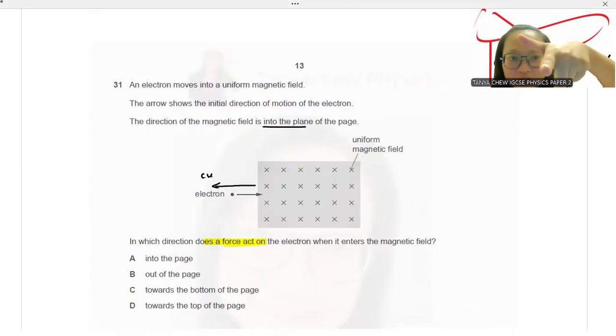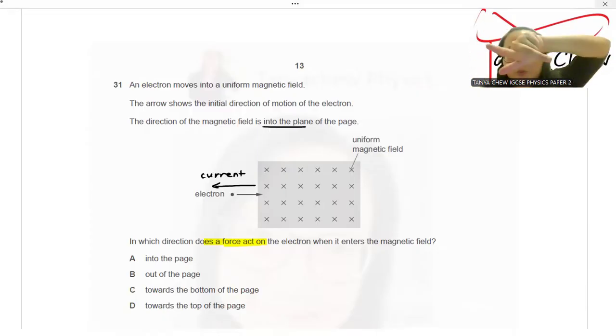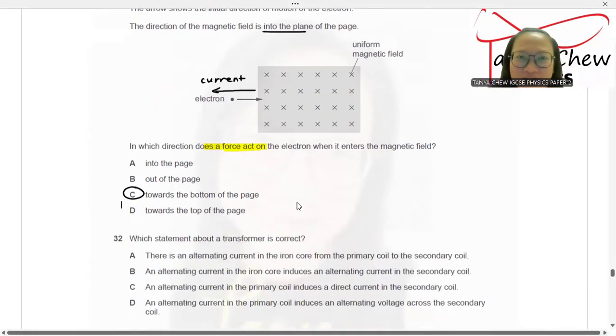This is where the current is flowing, right? So the second finger turns towards the left. Could you see that my thumb is pointing downwards? That is the direction of force acting on the electron. It is towards the bottom of the page. C is the answer. This is also a repeated passive.